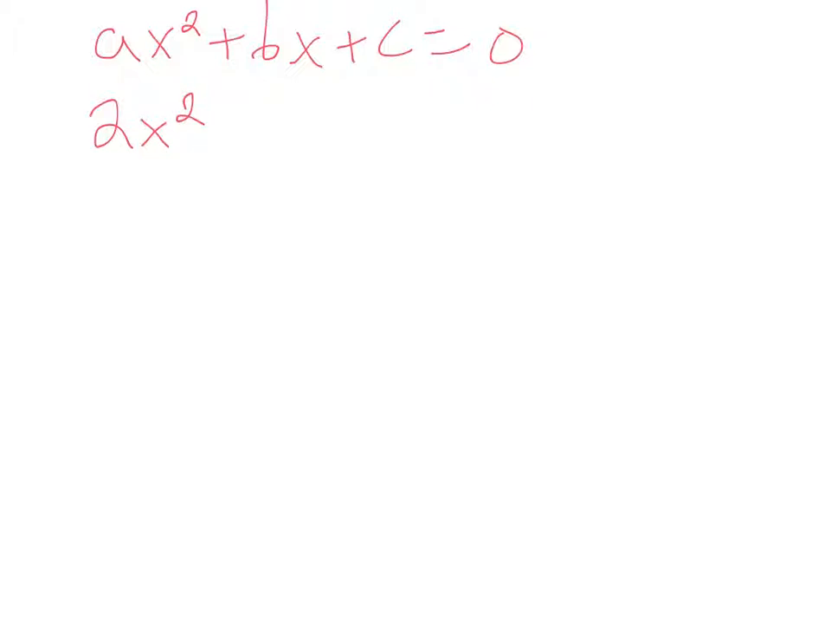So, for instance, if I had the equation 2x squared plus 5x minus 3 is equal to 0. Okay. In this instance, a is not equal to 1, and so we have to not only consider factor pairs of 3 to help us get the 5 middle term, we also have to look at the first term as well.